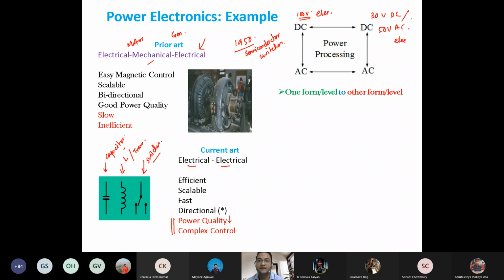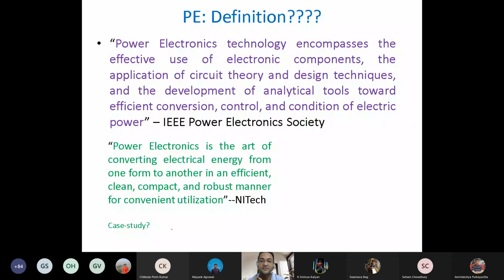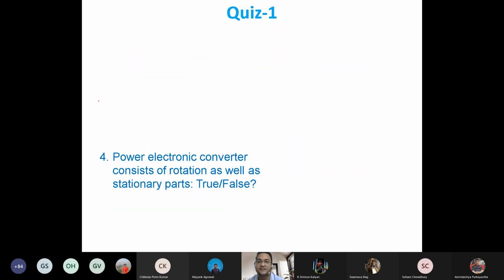Quickly, I'll tell you the formal definition of power electronics, and you'll see ultimately it ends up with these basic terminologies, so just follow this definition. I'm not going to discuss this in detail. I hope you have understood a little bit. Let me quickly check.